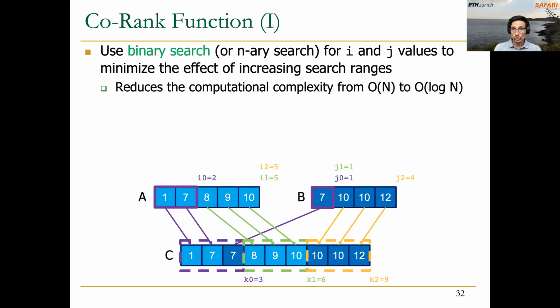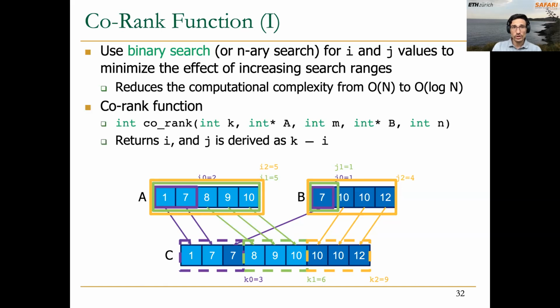So, to accelerate this search and reduce the computational complexity, we are going to use a binary search or an n-ary search for the i and j values to minimize the effect of the increasing search ranges. This way, we can reduce the computational complexity from O(n) to O(log n). These are the search ranges for k1, and this is for k2.